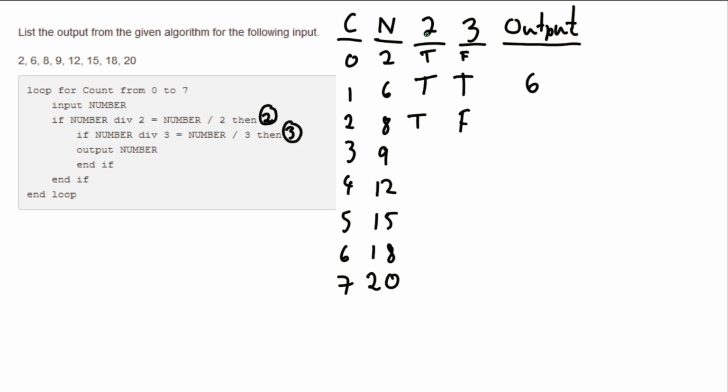12, that's divisible by 2 and it's divisible by 3. So we can output 12. 15 isn't divisible by 2. 18 is divisible by 2 and it's divisible by 3. So we will output 18 here. 20 is divisible by 2, but it isn't divisible by 3. So we don't output it. So then our output's just going to be 6, 12, and 18. And that's your solution there.